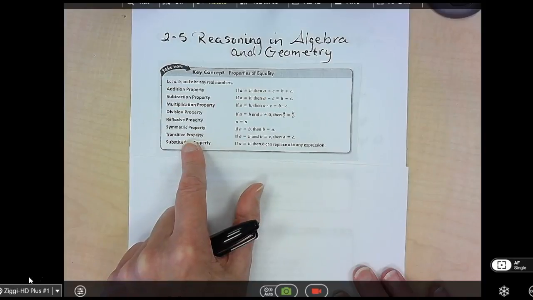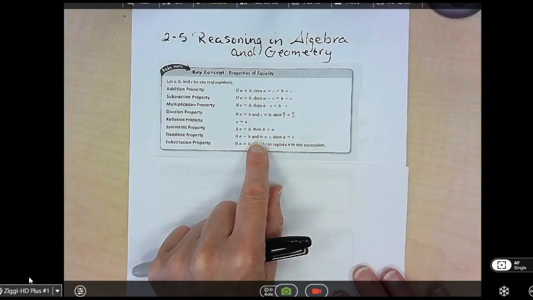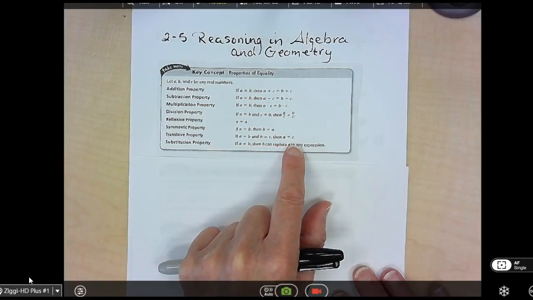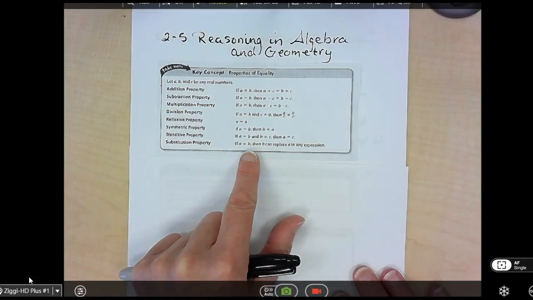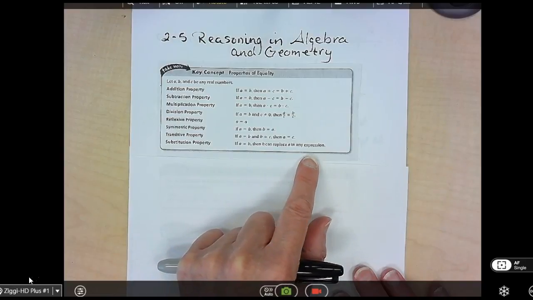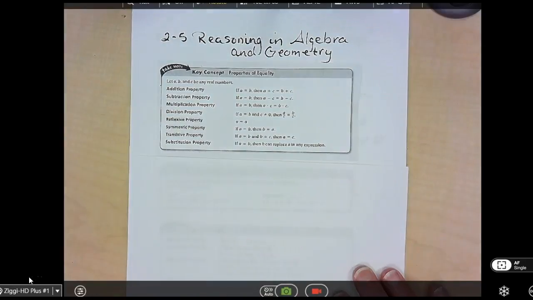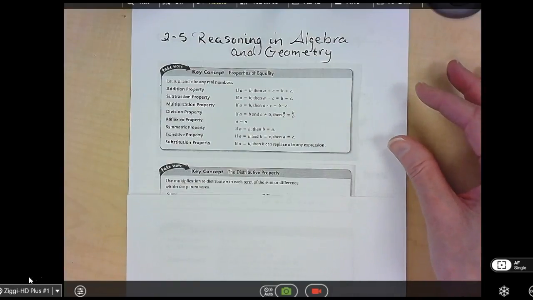Transitive property we use a lot. If A equals B and B equals C, then A equals C. Substitution property, if A equals B, then B can be replaced with A in any expression. So sometimes you have to solve equations just like you do in algebra, and sometimes we use all those in just our proofs.